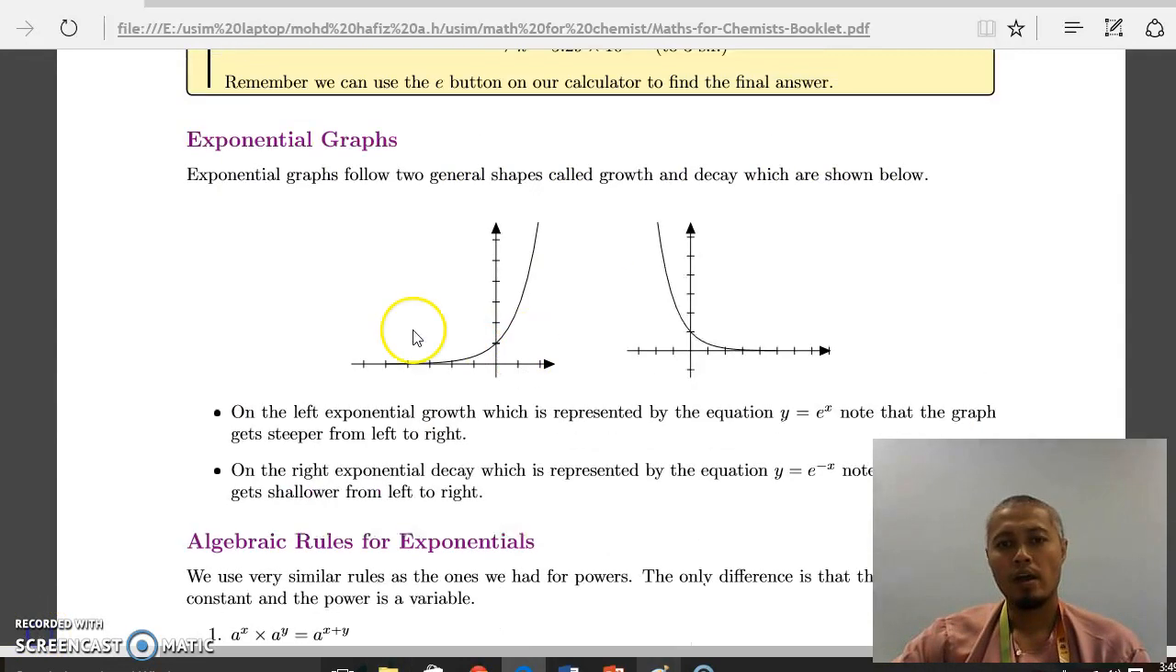Okay. Now we have two types of exponential graph, where the first one shows the growth of the process. This one shows the decay of the process. How can we get this graph? This is due to this equation, where y equals e to the power of x will give this graph, and y equals e to the power of negative x will give this graph.